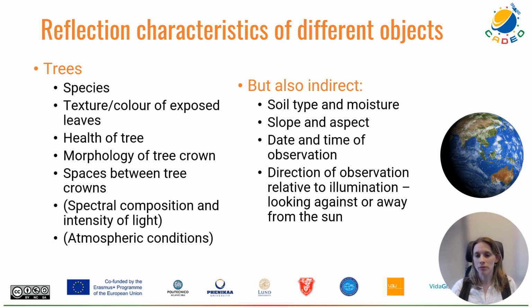The date and time of observation, naturally. So if you are looking at trees before the leaves have come up, or after they have fallen off, if they are deciduous, and then whether or not you are looking against or away from the sun. So where is the instrument taking the image, and what is the position of the instrument in relation to the sun. So many factors influence what we can see.